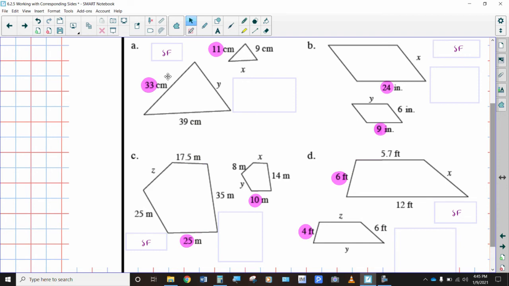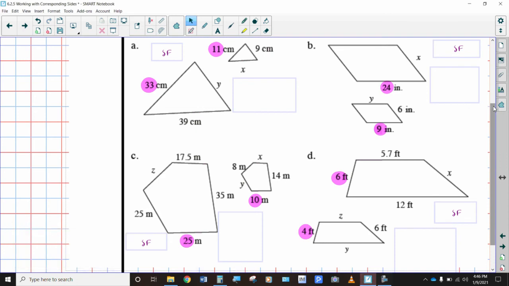I just decided to highlight corresponding sides that are known to drive our scale factor for each one of these situations. Okay, so take some time, copy these down, and for each of these problems, you've got at least 2 unknown sides. C and D has 3 unknown sides. Go ahead and solve for each one of those unknown sides. And when you're ready to check the answers, unpause.